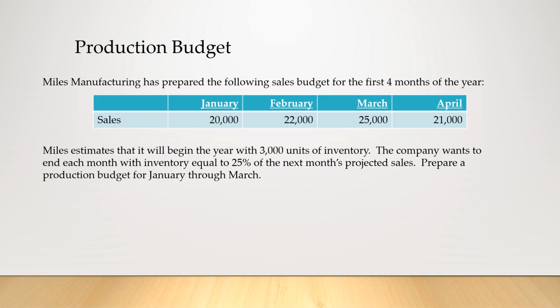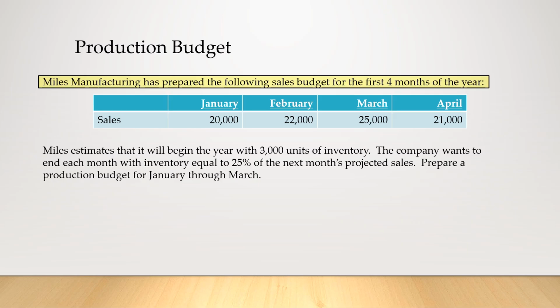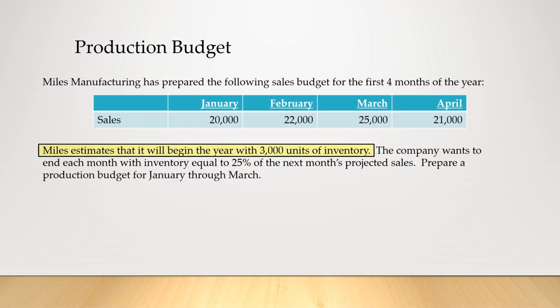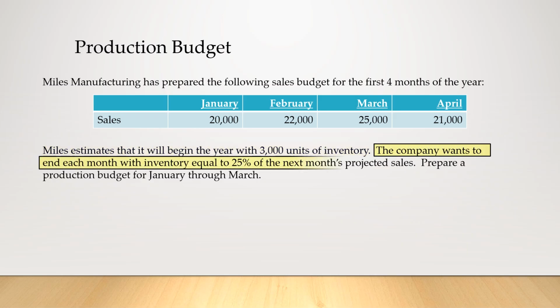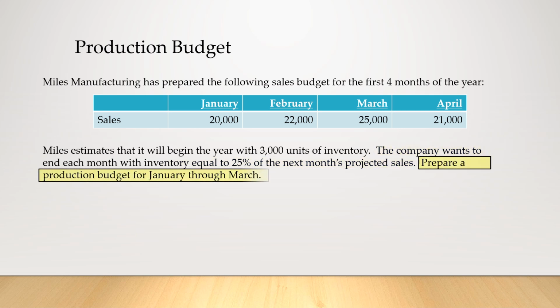Let's begin on page 2 by building a production budget. Miles Manufacturing has prepared the following sales budget for the first 4 months of the year. Miles estimates that it will begin the year with 3,000 units of inventory. The company wants to end each month with inventory equal to 25% of the next month's projected sales. Prepare a production budget for January through March.